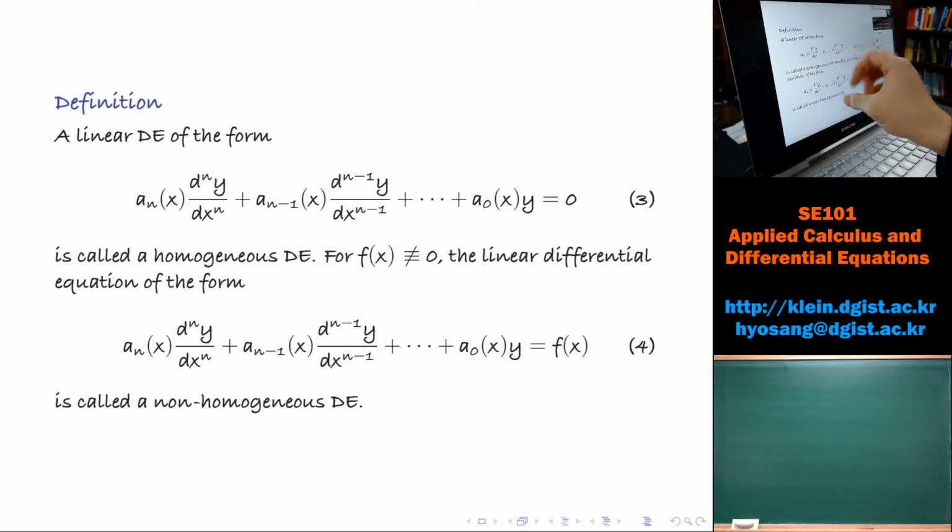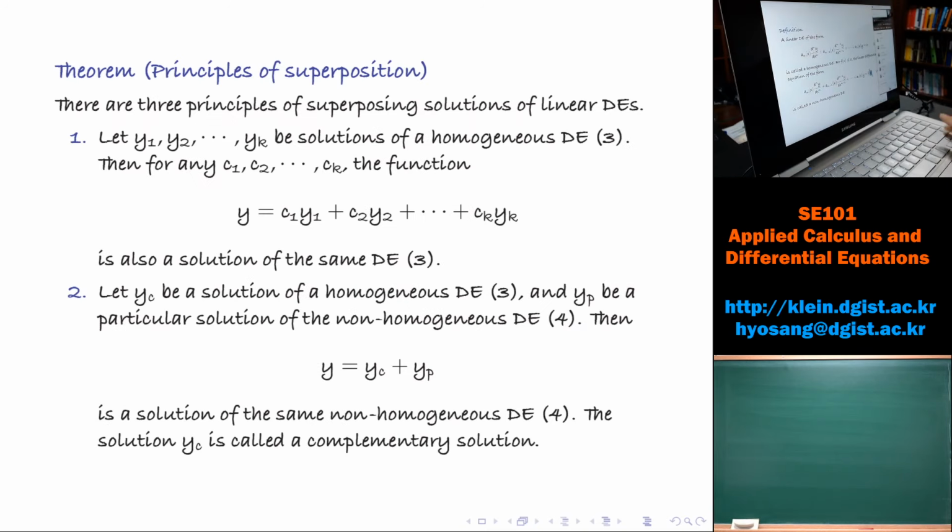So we have 2 equations. The two equations have exactly the same left-hand side. The only difference is on the right-hand side. One is homogeneous and the other is non-homogeneous. YC is a solution of the first equation, and YP is a particular solution of the second equation. Then y equals the summation of YC and YP, and this is a solution of the non-homogeneous differential equation in equation 4.